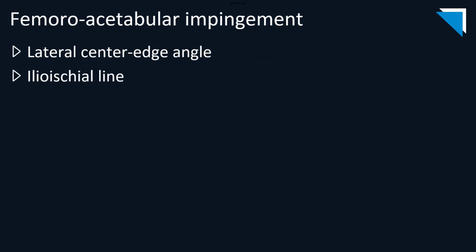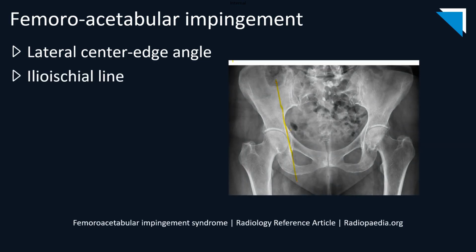The ilioischial line is drawn from the lateral border of the obturator foramen to the medial border of the iliac wing. If the acetabular fossa touches this line or projects medial to it, that is generally diagnostic of coxa profunda, which can be seen with acetabular dysplasia or pincer morphology.